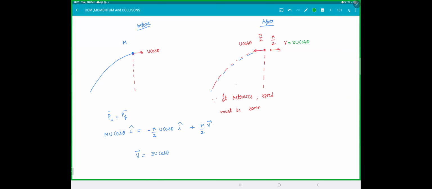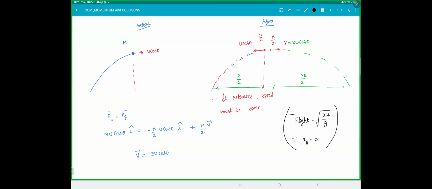Now tell me one thing. With a speed of u cos theta, you're traveling r by 2. With a speed of 3u cos theta, you will travel 3r by 2. Agreed? And the reason for this thing, because here, time of flight for all of them is root 2h by g for all of them, since vy is 0. So your answer is 2r. Is that clear, everyone? So this particle will land at 2r comma 0. So one particle will come back to origin, the other particle will land at 2r comma 0.